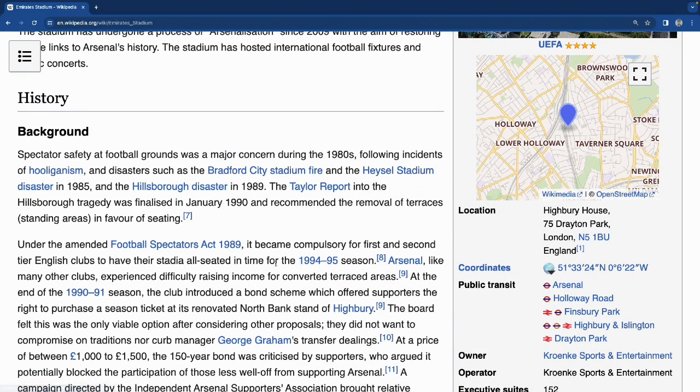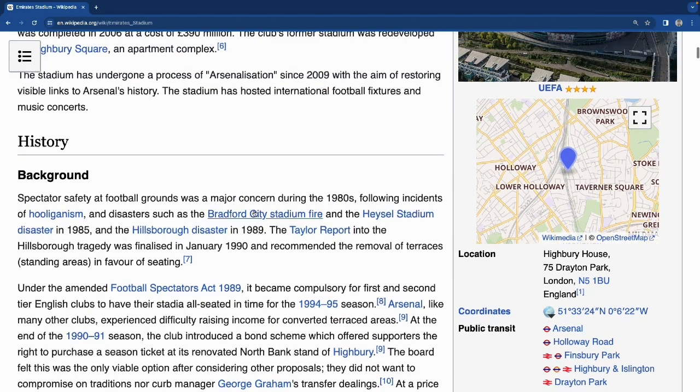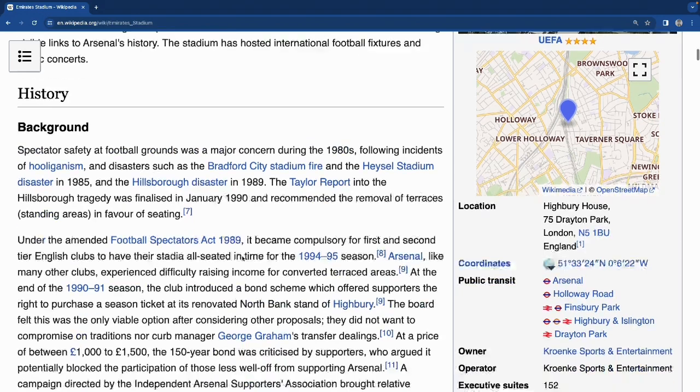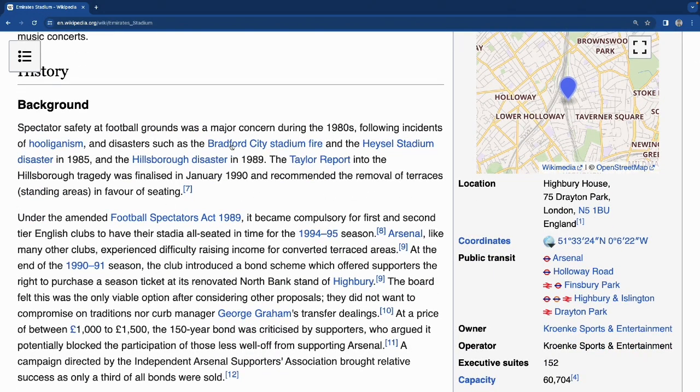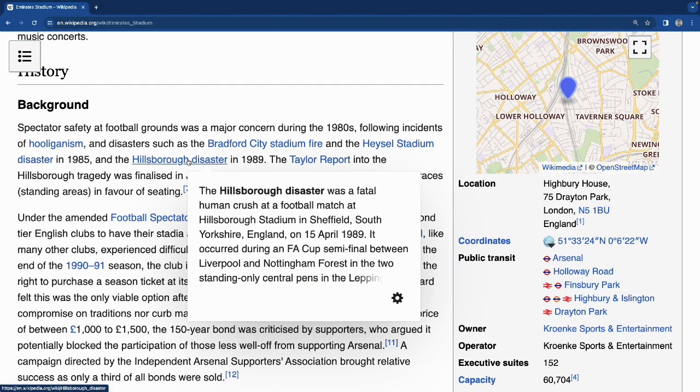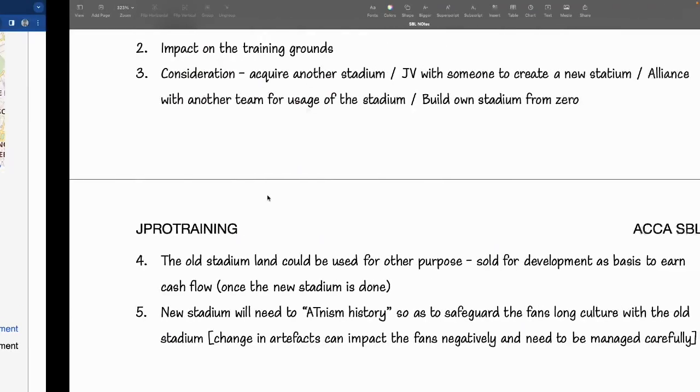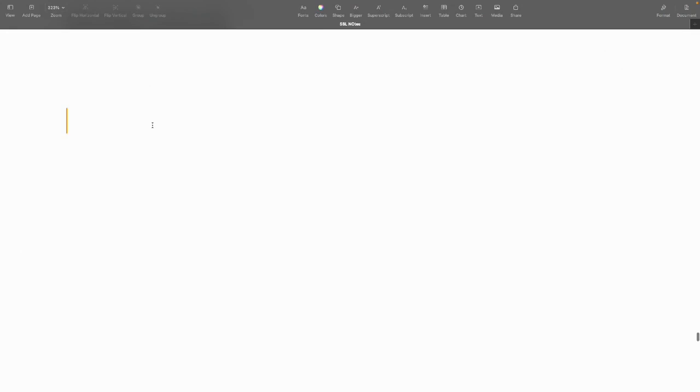This is another issue you might get to think about, okay. What happens if, in this case, there is a tragedy? What happens is your stadium is already packed, and you can see that there was something going on in terms of the stadium itself, whereby the stadium had a disaster. This is where a human crush at a football match occurred during an FA Cup match involving Liverpool. Okay, this is what could happen. So this is another issue. I'm just going to put that other issue there.